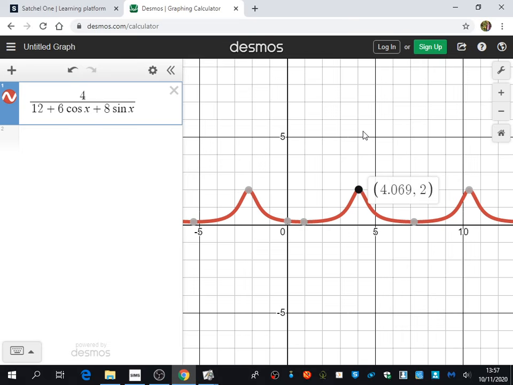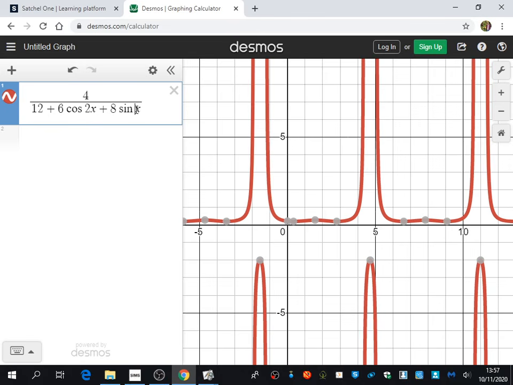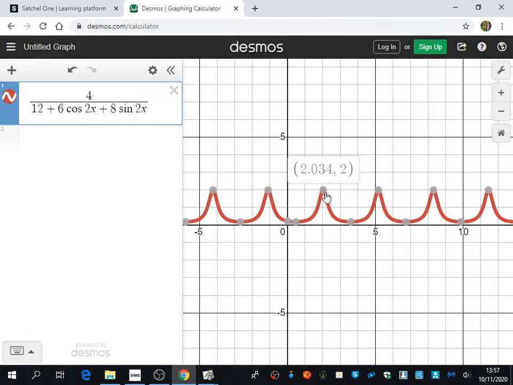Okay? What do you think the gap is going to be between this maximum point and this maximum point? 2 pi, exactly. If I change these to 2x, who thinks they can imagine what the gap will be between the maximums? Pi. Why, Sam? Good, it gets compressed by a factor of 2. So the gap now is pi. You can see that that's a gap of pi between those ones.